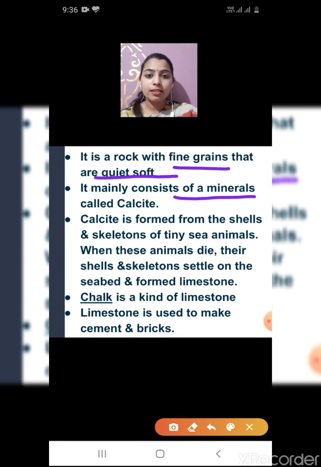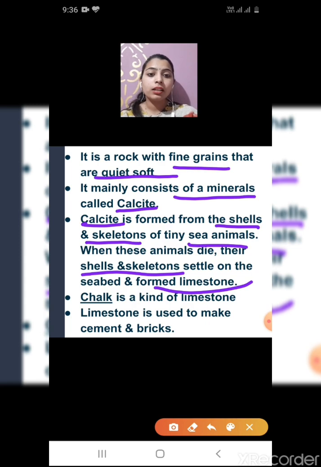Mainly the mineral is calcite. Calcite is formed from the shells and skeletons of tiny sea animals. When these animals died, their shells and skeletons settled on the seabed and formed limestone. Chalk, from which we write on blackboards, is a kind of limestone.